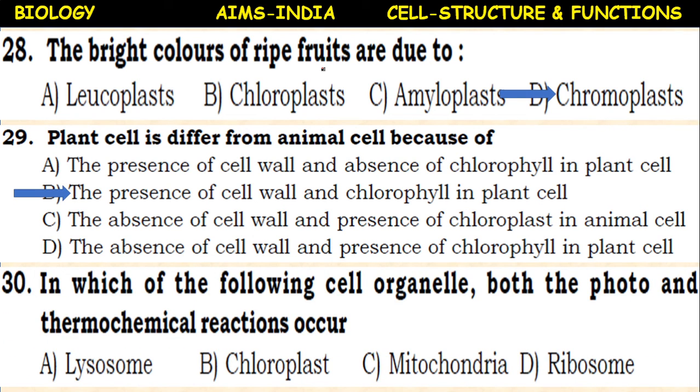In which of the following cell organelles do both photo and thermochemical reactions occur? Lysosome, chloroplast, mitochondria, ribosome. It is chloroplasts. Thermochemical reaction is the chemical reaction which takes place in the presence of heat, and photochemical reactions are the chemical reactions which occur in the presence of light. Both photo and thermochemical reactions take place in the chloroplast during photosynthesis.